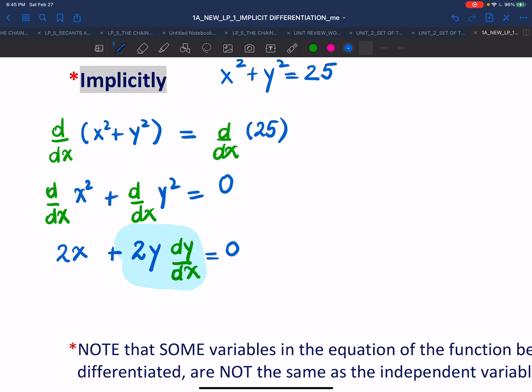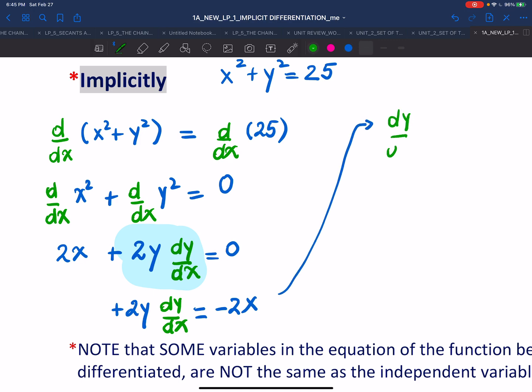So we're going to rewrite this as 2y dy/dx equals negative 2x. So take 2x to the other side of the equation. And now we are isolating dy/dx. And we do this just like we normally do in any equation. So we divide both sides of the equation by 2y.